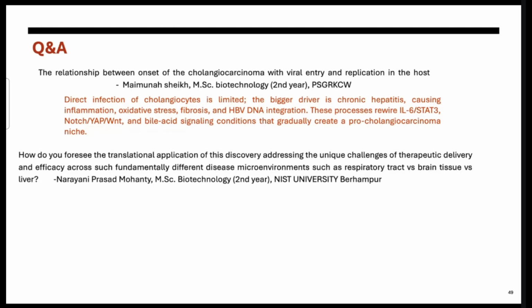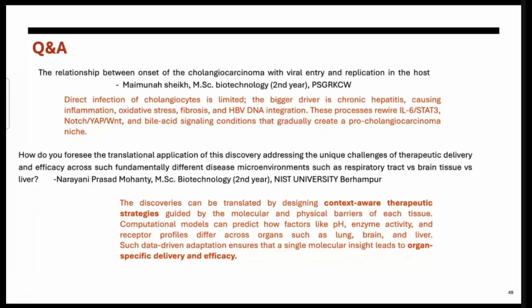So the second is another question from Prasad from Berhampur University, about translation and application of discoveries, addressing the different mechanisms from the various tissues. So we need to design computational approaches. Of course, there are already context-aware, meaning disease-specific, approaches, like using artificial intelligence. We can predict various factors like enzyme activity in different organs, and receptor profiles in different tissues like lung, brain, liver, and by context, meaning tissue awareness, like spatial omics from various organs, will help to identify molecular targets and molecular insight pathways from organ specificity to efficacy. Yeah?